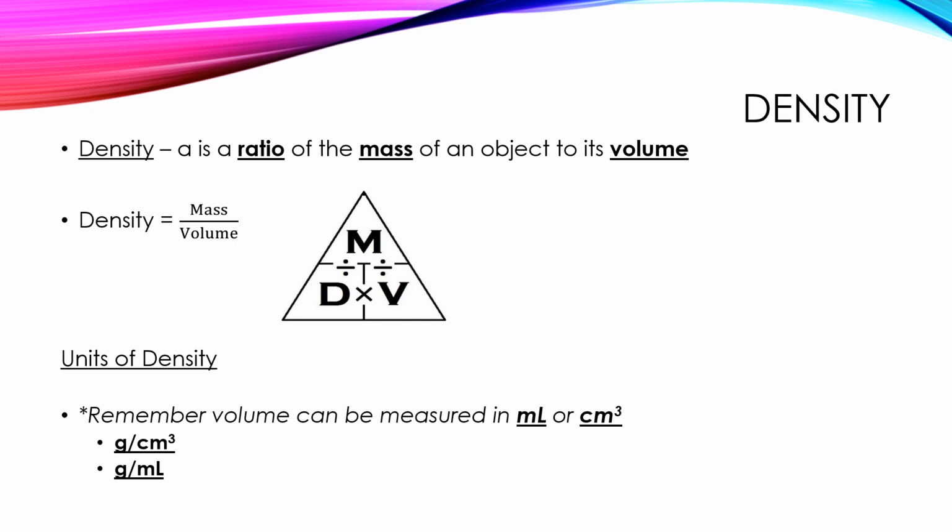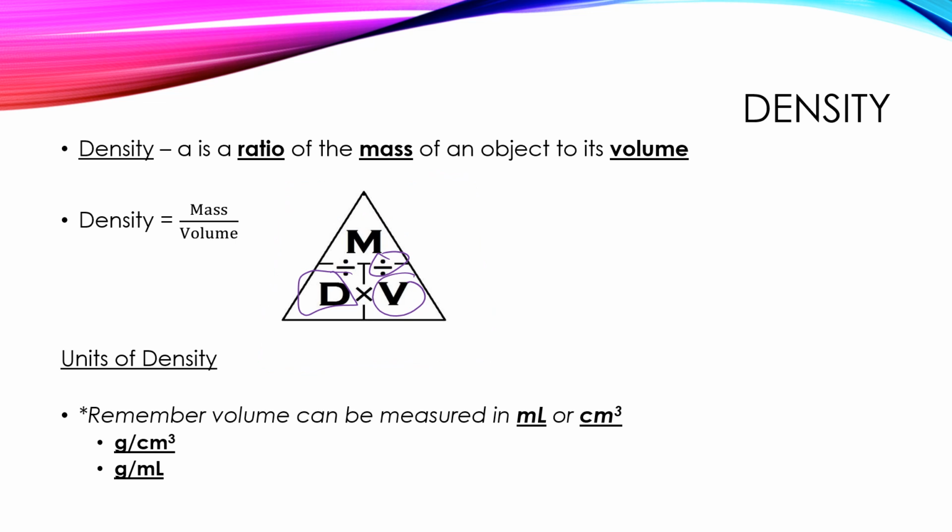So you can't just judge by something's mass being 12 grams in order to determine its density. You need to understand, is it 12 grams for 1 milliliter, or is it 12 grams for 400 milliliters? So the formula for density is mass divided by volume. And once again, we're going to bring back this triangle, and the triangle tells you to take your mass divided by volume in order to determine density.